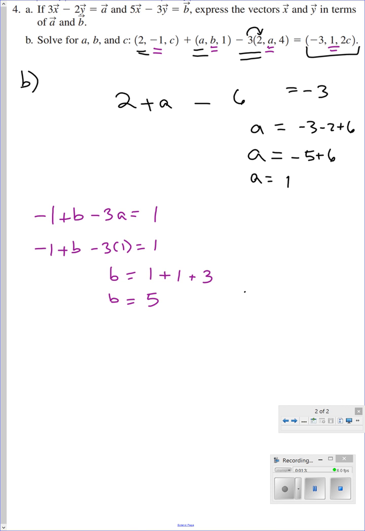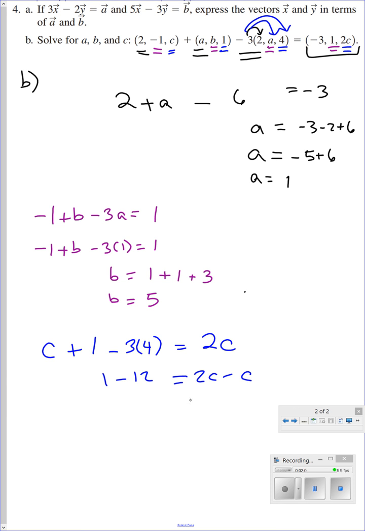And lastly, for the third coordinate, we have c, 1, 4, and this 2c. We have the equation that c plus 1 minus 3 times 4, we'll distribute that, just like we did for the other one, equals 2c. And collect like terms, all the c's on the same side, so we have 2c minus c, and 1 minus 12, so c equals -11. There you go. A equals 1, b equals 5, and c equals -11.